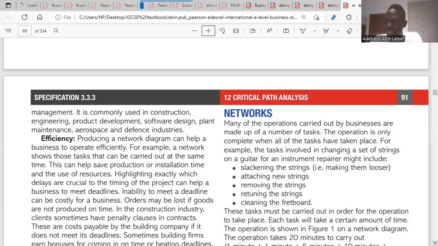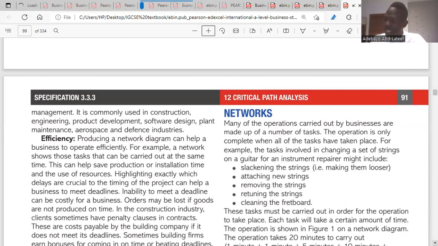So you are analyzing and you are trying to save your production and installation. Is it clear? Yes. So we're talking about the time of your production. You are able to save the time of your production. Two, it helps for decision making.